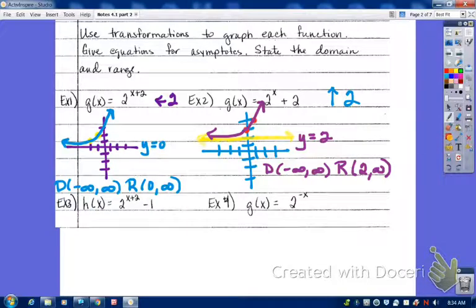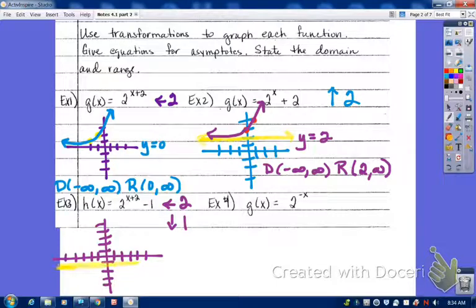Example 3, there are 2 transformations. X plus 2 tells me what? To the left 2, and minus 1 on the outside tells me down 1. Okay? So is my horizontal asymptote going to change? Yes. Anytime you move up or down, horizontal asymptotes are going to change. So I'm going to go ahead and sketch in my new asymptote, which is going to be down 1. And that equation is going to be y is equal to negative 1.